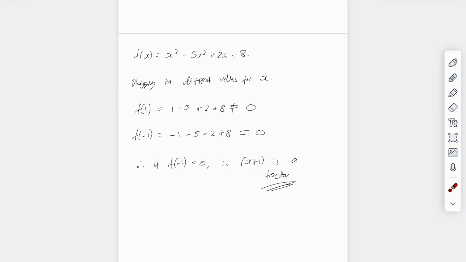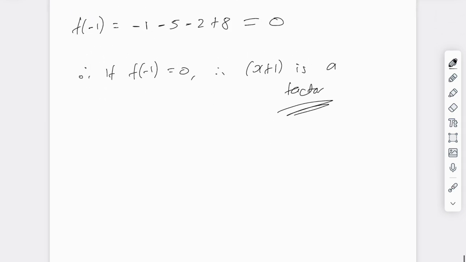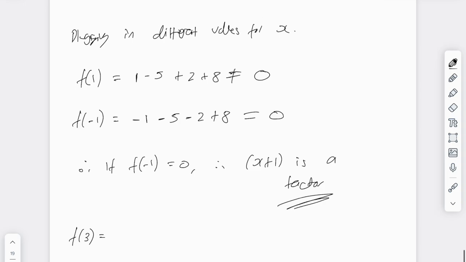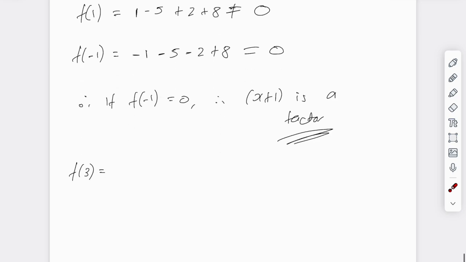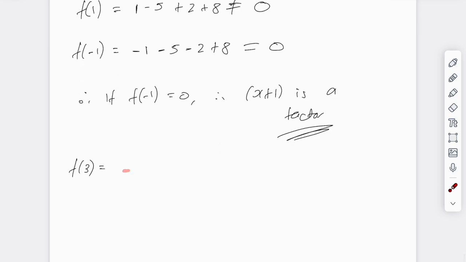Now, what else can we say? f of 3 equals 3 cubed minus 5 times 9 plus 6 plus 8. That's going to equal minus 4, which doesn't equal 0. Not a factor.